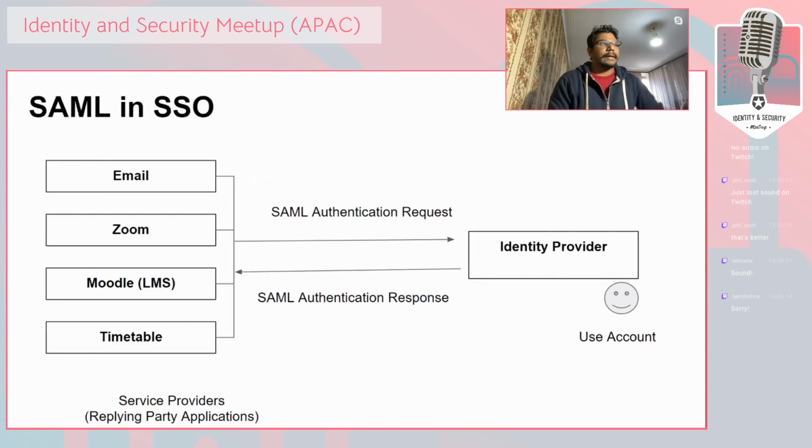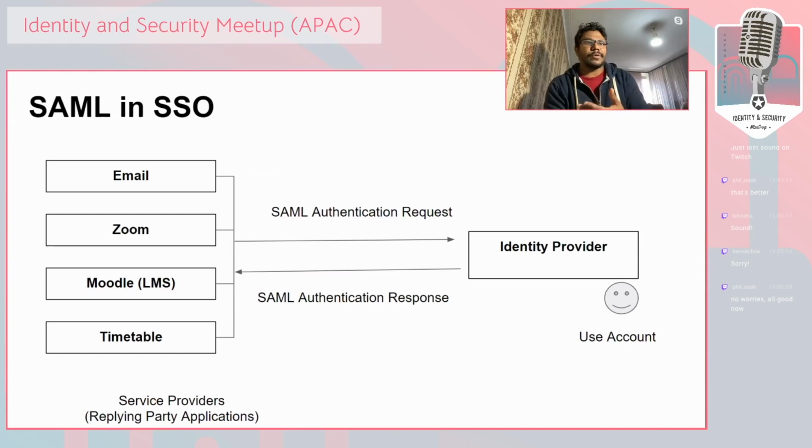Now, where does SAML come into this picture? SAML stands for Security Assertion Markup Language. SAML is one technology where we can implement this single sign-on behavior. These applications, like your email and Zoom, we call service providers or relying party applications. They send an authentication request, which we call a SAML authentication request. This is an XML message, sent from your client application to the identity provider.